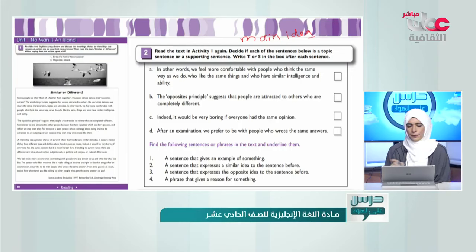Look at the sentence. In other words, we feel more comfortable with people who think the same way as we do, who like the same things and who have similar intelligence and ability. It is clear that this statement is not presenting the idea for the first time. We present the same idea using another word. And this sentence is clarifying or giving us more details related to the main topic. This is supposed to be a supporting sentence, which is found in paragraph number 2.